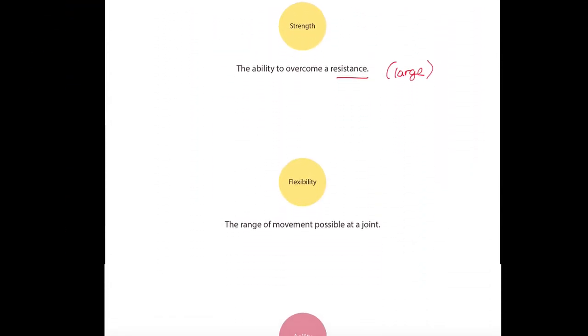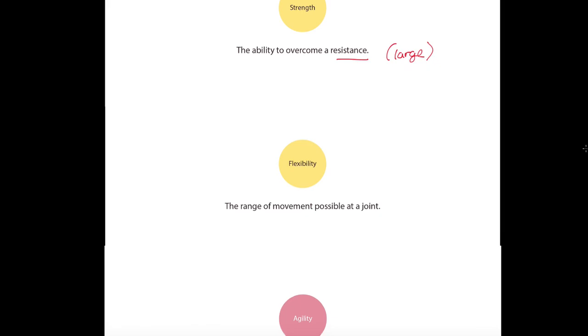Okay, other things that I think we should look at here. Flexibility. We've got range of movement. We often refer to this simply as ROM. Get used to that term. The ROM possible at a joint.